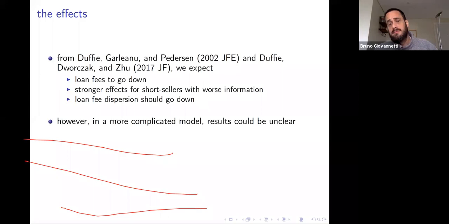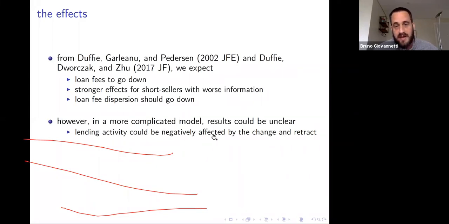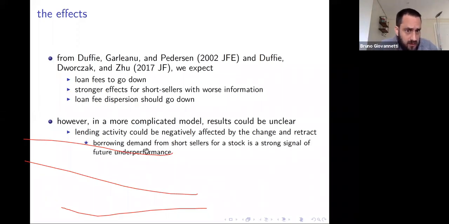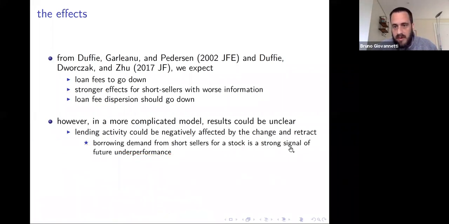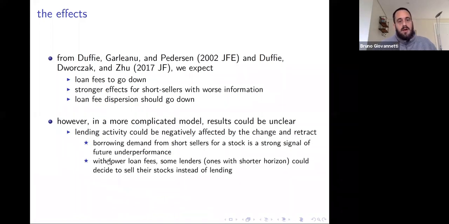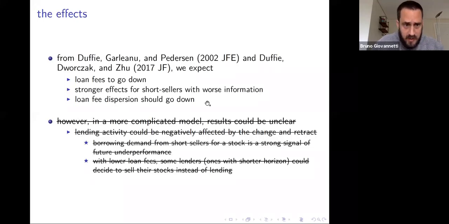However, in a more complicated model, results could be unclear. Maybe lending activity could be negatively affected by the change and retract, because the relative bargaining power of lenders was diminished, so maybe they could retract their lending activity. For instance, we could have the following story: borrowing demand from short sellers for a stock is a strong signal of future underperformance. And then with lower loan fees, some lenders, maybe the ones with shorter horizons, could decide to sell their stocks instead of lending, given the lower loan fees. So we could find a negative effect from this change, but as I will show, we do not find it.